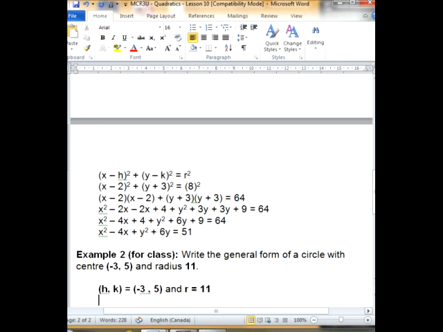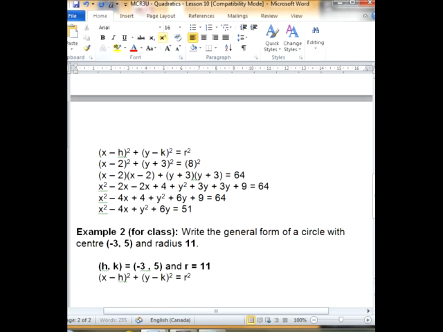Okay, Montana is going to take it from here. Then we'll go back to Caitlin. So the standard form is going to be x minus h squared plus y minus k squared equals r squared. Okay, so Montana, go ahead. Alright, good. So it's all subbed in.